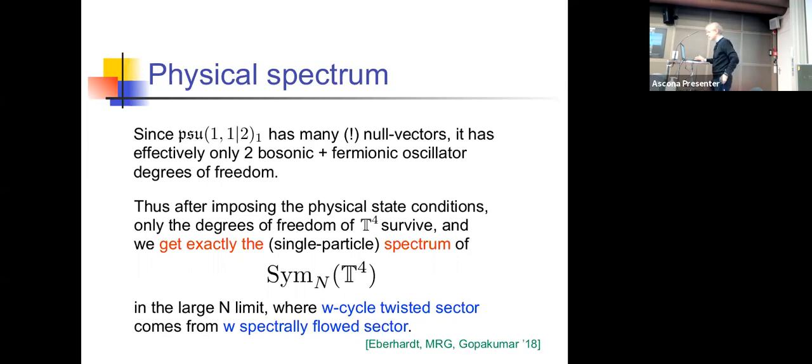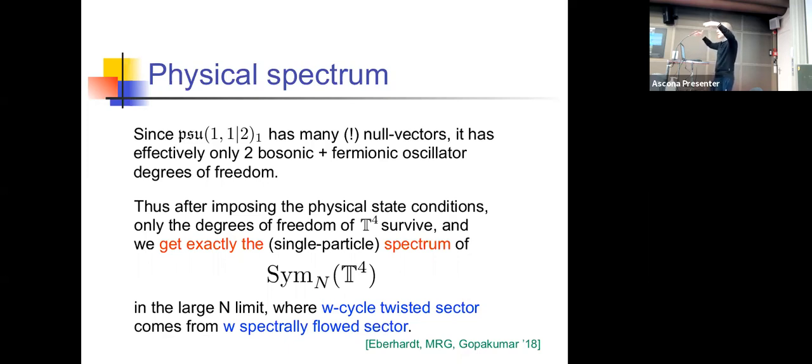Now, since these level 1 theories are much, much more constrained than regular theories, they have many, many null vectors. And effectively, if you look at their character, they really only have 2 bosonic and 2 fermionic oscillating degrees of freedom. Whereas naively, you would have expected this to have 6. You see, SU(1,1) is a 3-dimensional Lie group. SU(2) is a 3-dimensional Lie group. So generically, you would expect this to describe a 6-dimensional geometry, namely AdS3 times S3.